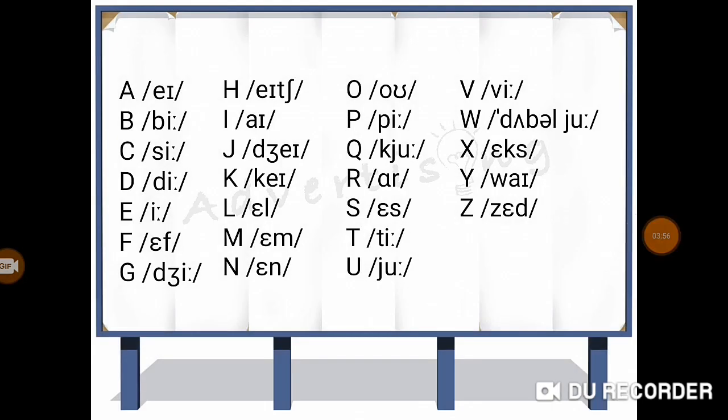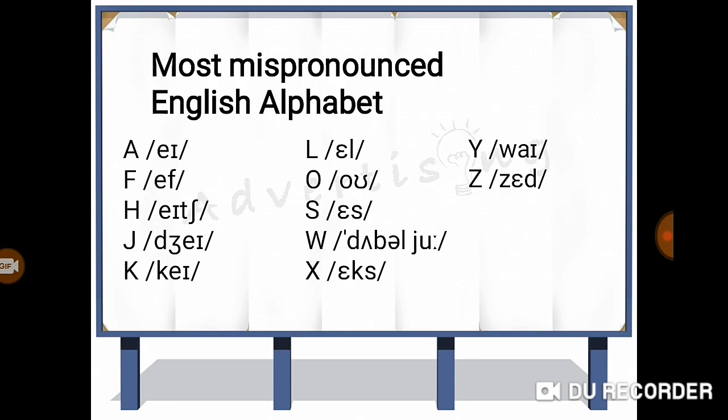There are certain letters of the alphabet which are mispronounced even by native speakers. Let's look at it. Most mispronounced English alphabet: A, F, H, J, K, L, O, S, W, X, Y, Z.